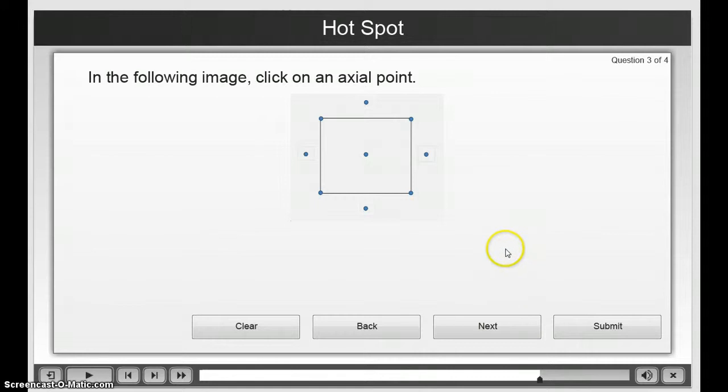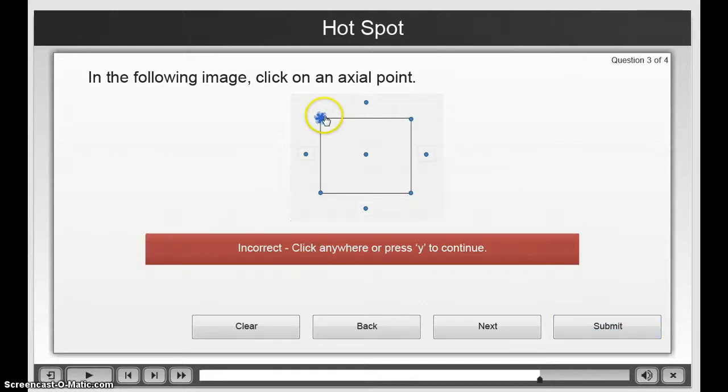Next question, click on an axial point. So again, just for something different. Again, those are the factorial points. The axial points are the ones that are off the center or off the square of the design for estimating curvature.